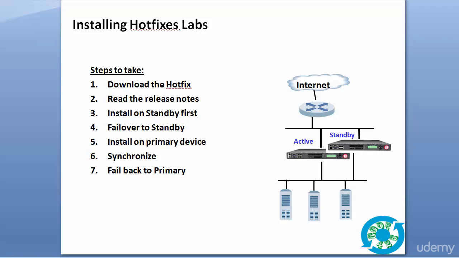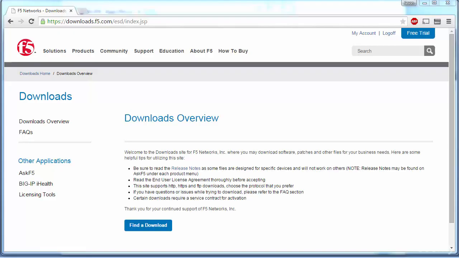We will install on the standby unit first, then fail over and install on the primary device. We will then synchronize the configurations and fail back to the primary unit. To download the software, we need to go to downloads.f5.com.